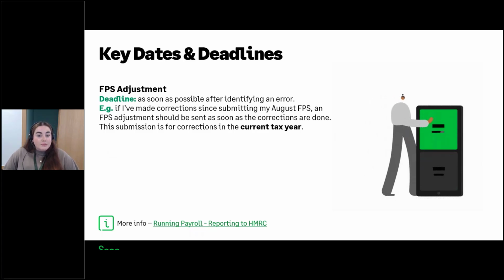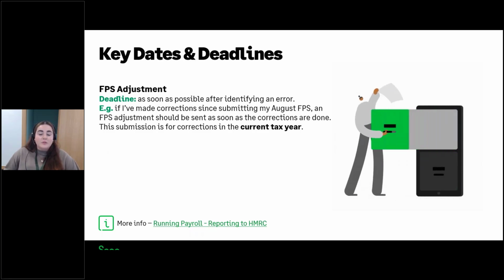The FPS adjustment is next, so no hard deadline for this one, other than as soon as you've rectified any mistakes and you're back up to date again, you would submit the adjustments to notify HMRC. And this is for corrections in the current tax year. So let's say I'd submitted my normal FPS for August, but then I'd gone back to fix somebody's pay. The original figures that I'd submitted to HMRC on the normal FPS are no longer correct. So I would then need to submit the adjustment for August's liability to update HMRC on any changes.